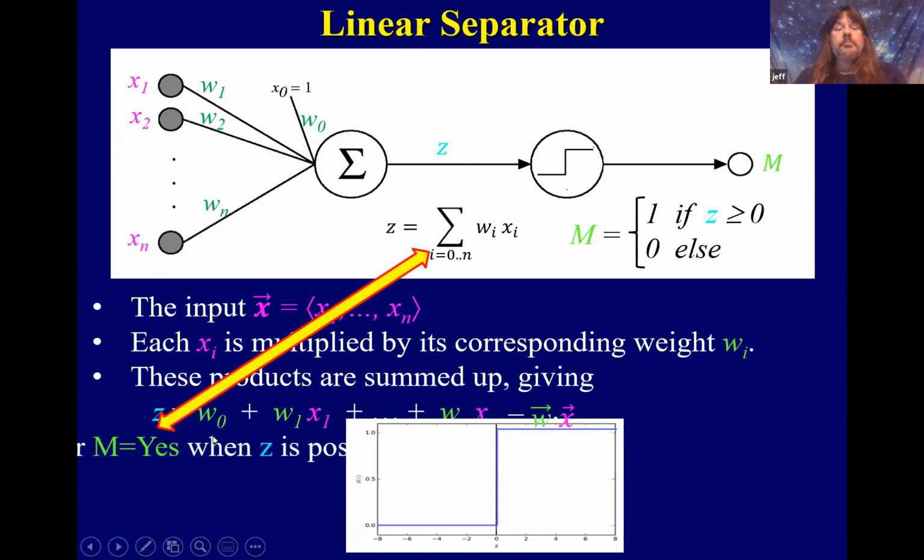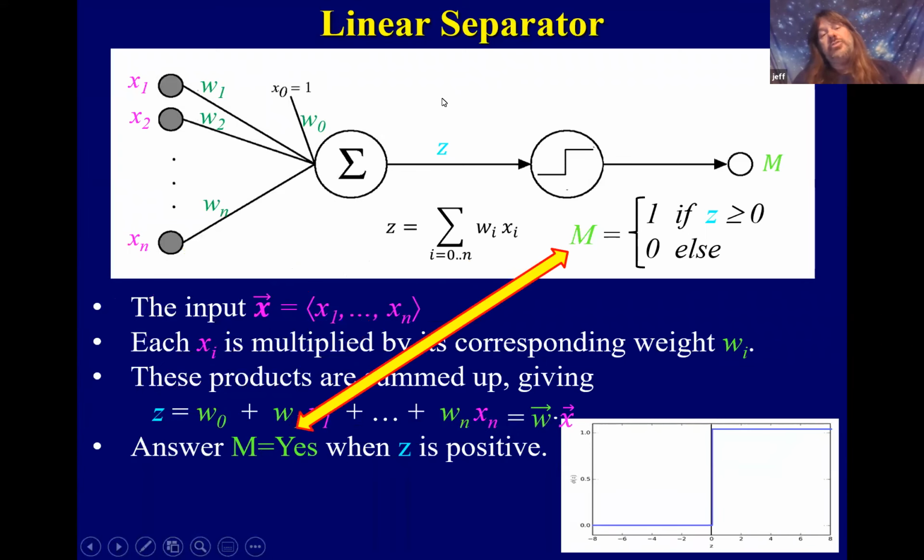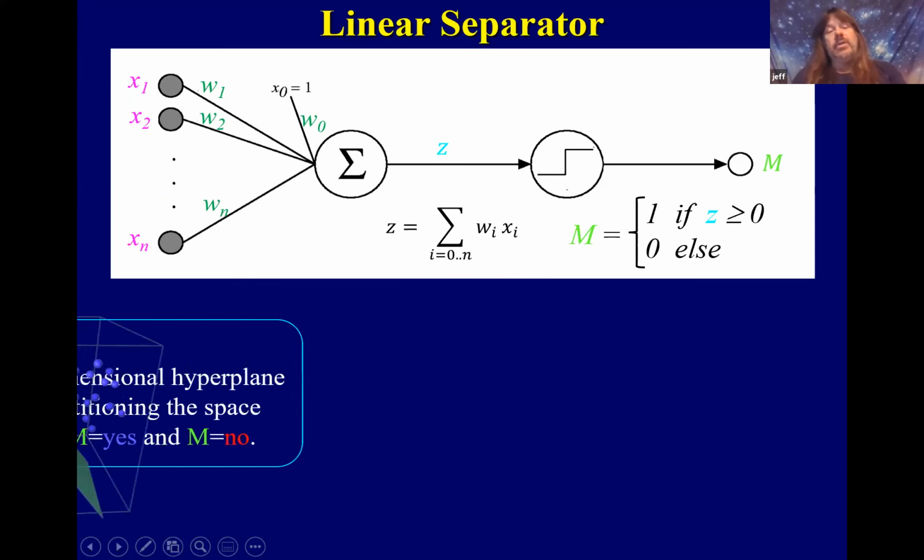And so then what do we do with this sum? What do we do with this dot product? Well, it's some positive or negative real number, and we feed it through this threshold. And if it's positive, the neuron fires. And if it's negative, the neuron doesn't fire. And so it's testing whether the number is positive or negative, right?